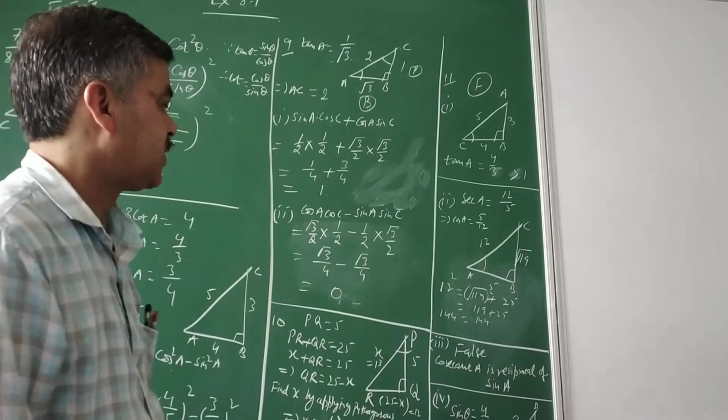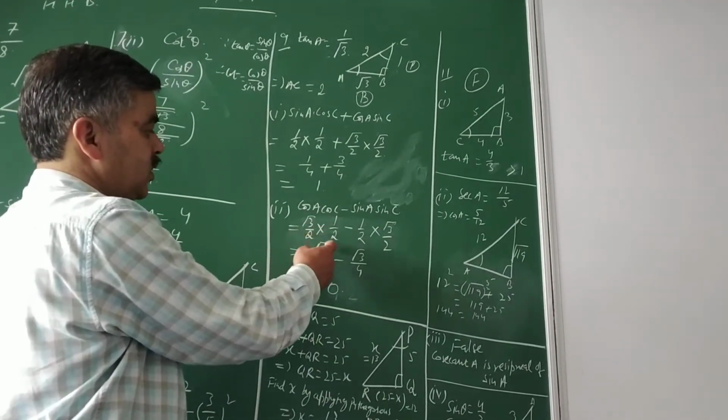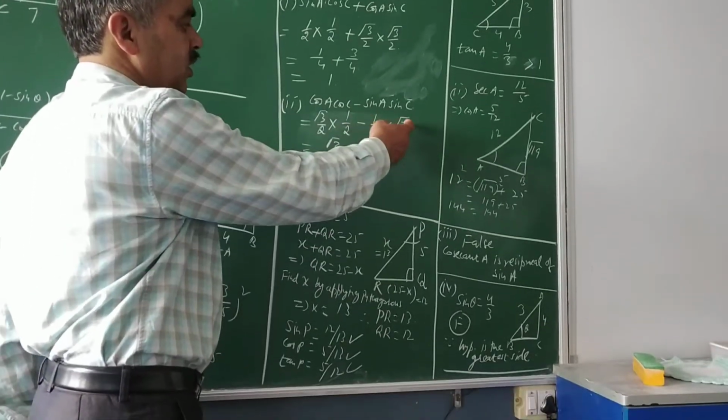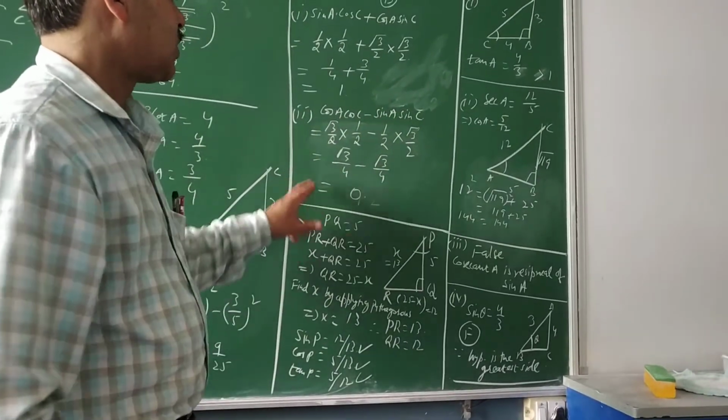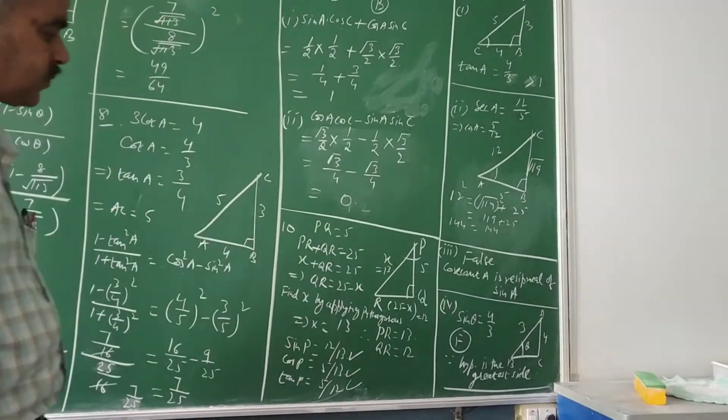So that we have to write here. So under root 3 into 1, under root 3 upon 4. Again under root 3 into 1, under root 3, 2 into 2, 4. So the answer will be 0.